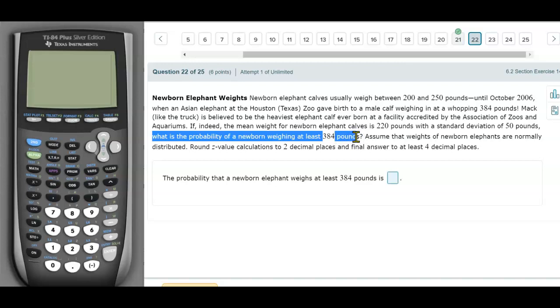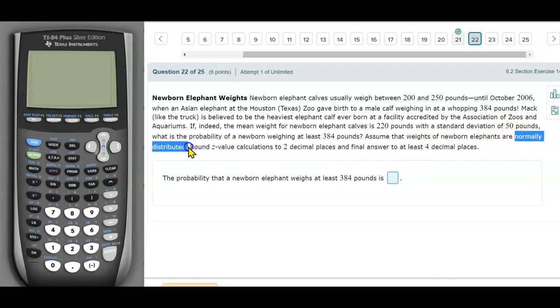They give it to you in words, so you need to transform it into a probability inequality in order to figure it out. And the assumption, again, is that all the newborn elephants are normally distributed. This is an important thing. So we know we're in just a normal distribution. Okay, so let's move on to the whiteboard and try to do everything in a chart.